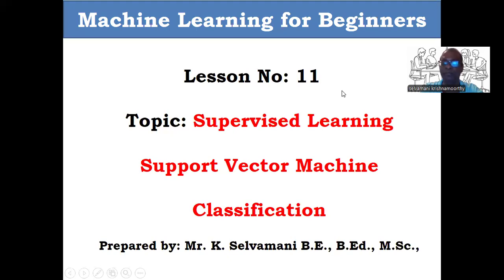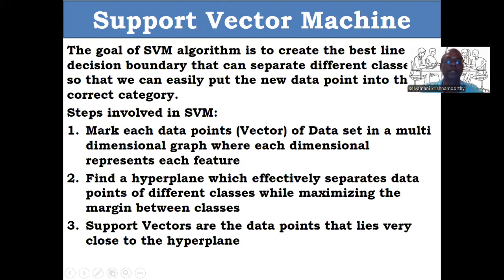So as usual, I like to share my screen. I hope my screen is visible to all. See, this is machine learning for beginners, lesson number 11. Topic is supervised learning, support vector machine classifications. That is what we are going to learn. So first let us study what we mean by support vector machine and how it works. Then we can go for how to create a model for support vector machine. Then we can train it and test the output.